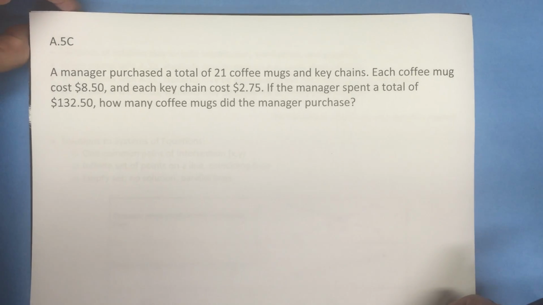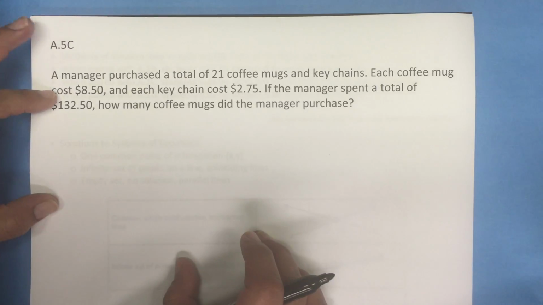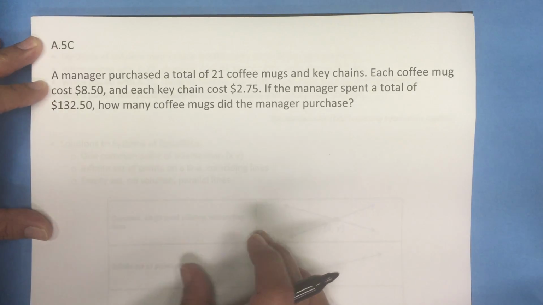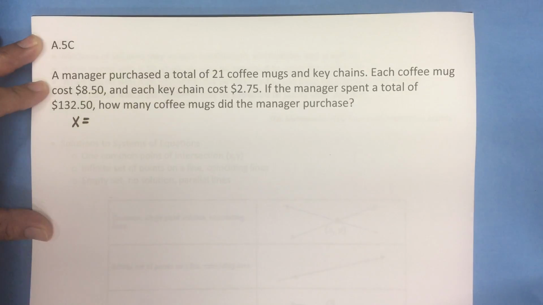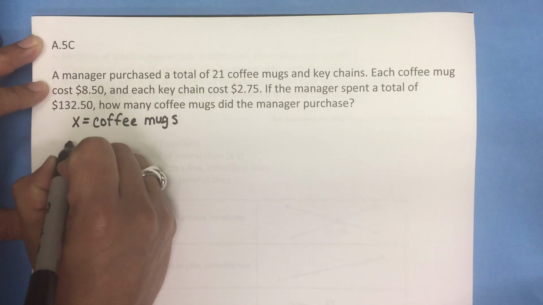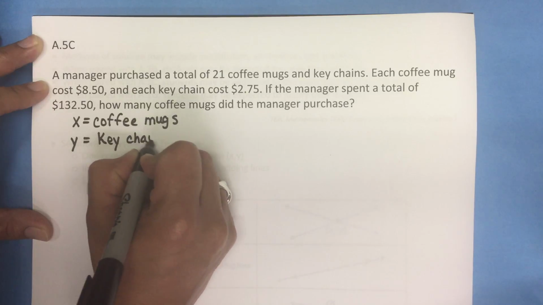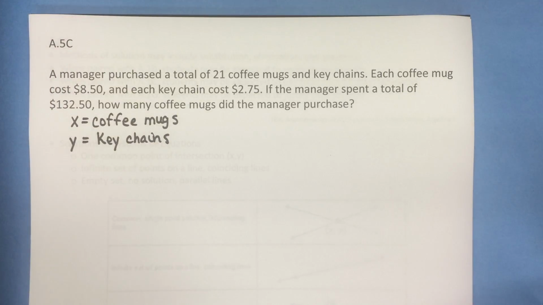So let's look at the information that we're given and label some of this information with variables. There are two different types of items that we're talking about in this problem. We're talking about coffee mugs and we're talking about keychains. So let's identify a variable for each one of those objects. I'm going to use a variable x to represent coffee mugs, and I'm going to use the variable y to represent keychains. Now you could use any variables here. You may want to use C for coffee and K for key, M for mug, C for chain, or you could just use A and B, so you can use any variables that you want.